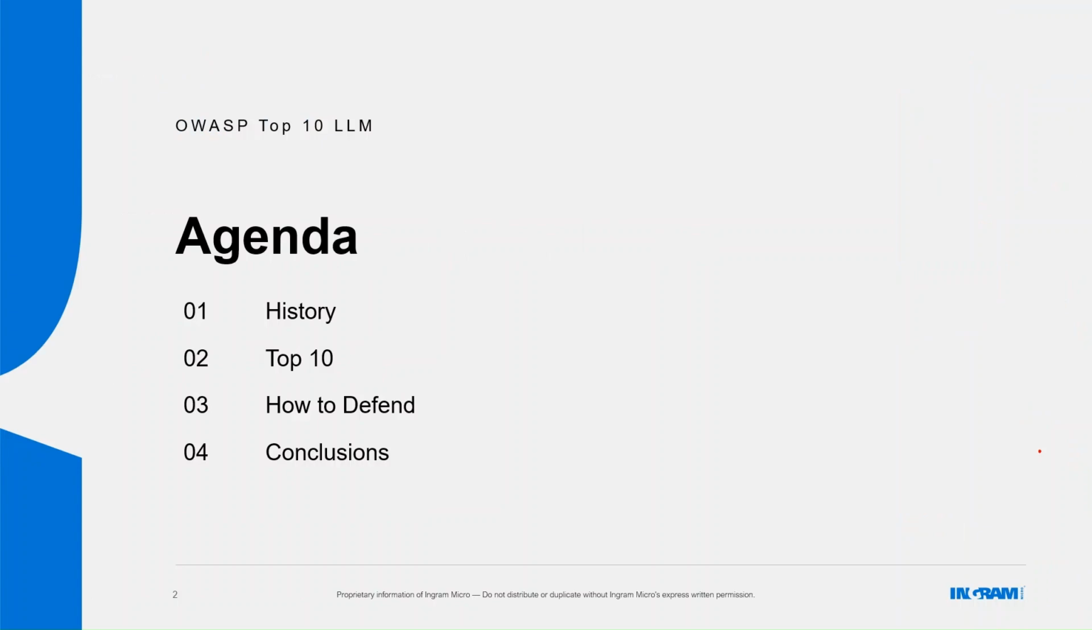Quick agenda of what we're going to talk about today. If you've seen me present before, you know I like to talk about history, so we're going to talk about the modern history of the large language model first. Then we're going to go to the OWASP Top 10 itself. We're going to talk about how to defend against some of those top 10 in your application, and of course, we're going to talk about the conclusions.